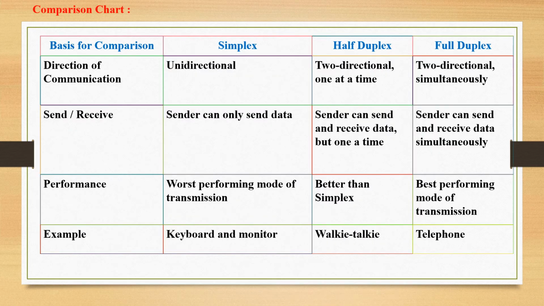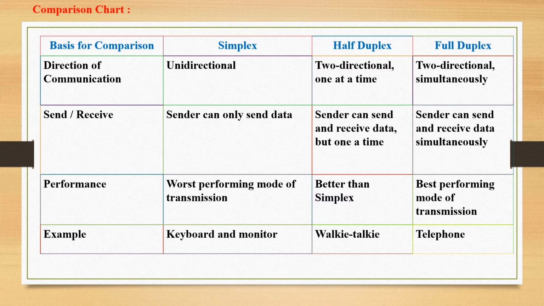Let's see the comparison between these three modes. Now the first parameter is the direction of communication. In case of simplex, it is unidirectional, while in case of half duplex it is two directional, or one at a time. Full duplex is a two directional method and simultaneous transmission occurs.